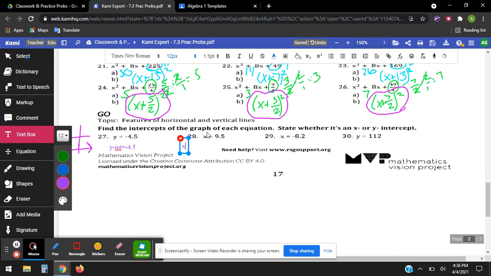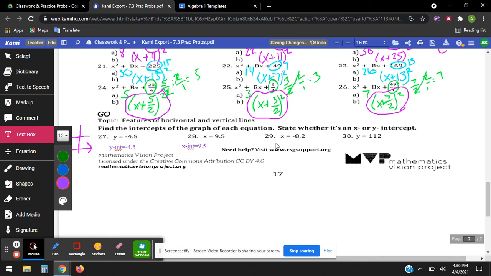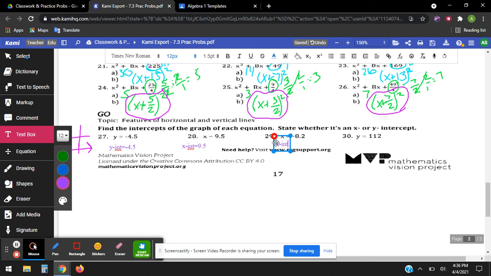Okay, here. It's an x-intercept, and it's crossing at 9.5. Here we have an x-intercept again, and it's crossing at negative 8.2, I believe. I kind of covered that up with my box. Yep, it's a negative. Okay, and here we have a y, so it's a y-intercept, and that is at 112.